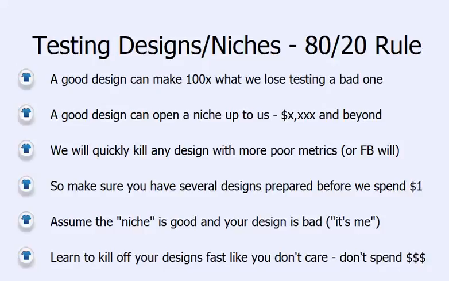So we can quickly kill any design with poor metrics, and I've put here, or Facebook will. I've noticed this, they seem to be rolling in, I guess you'd call it a quality score, whereby they will generally be more likely to disapprove an ad if the numbers don't look particularly good. So if there's not a lot of engagement, not many people are clicking on it, then they'll kind of disapprove the ad. This is just a general thing, there's not an official rule on this. But basically, if it's not getting good engagement, then Facebook may kill it. But we probably will anyway, hopefully, before we spend a lot of money.